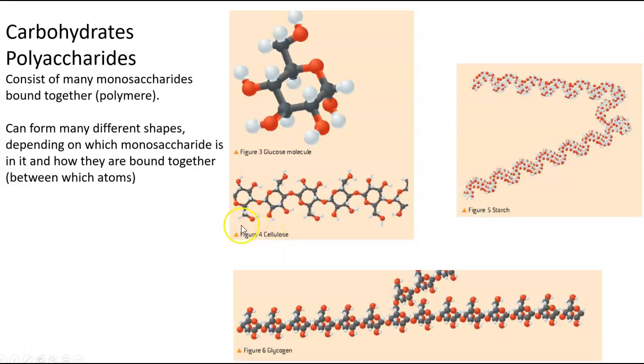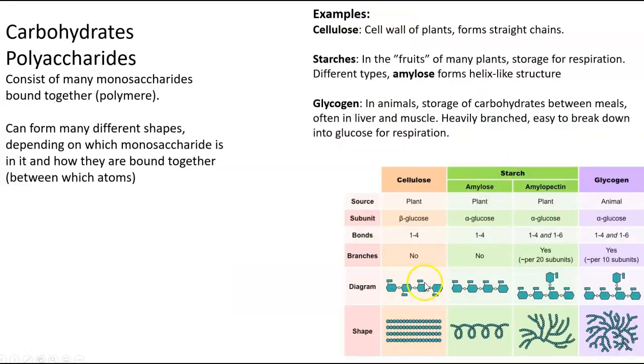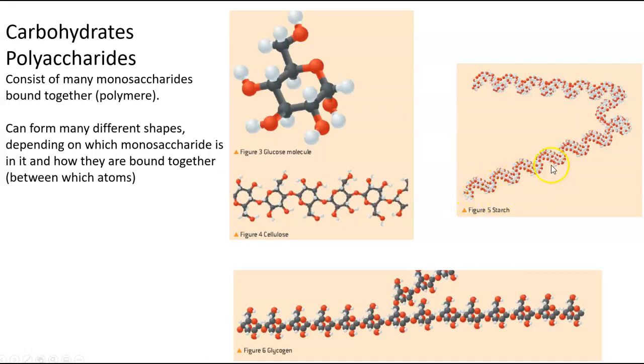And you can also visualize them like this. This is our glucose molecule, and in cellulose it's put together like this, alternating, flipped back and forth, and then you form these straight patterns. This is the amylose type of starch, which forms these very curved structures, and in glycogen we see these branched structures instead.